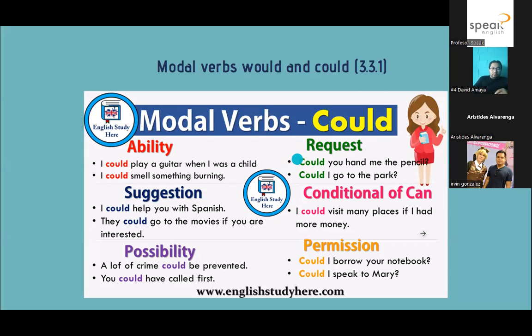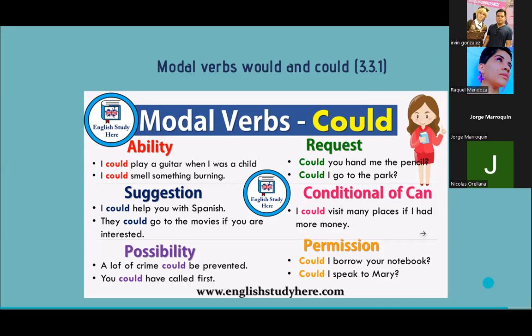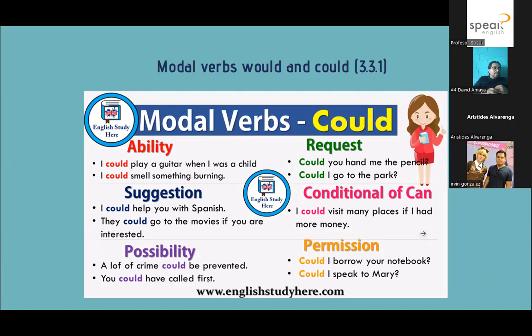What information do we know about modal verbs? I think it's possibilities, or suggestions. Very good, David. What else? Irving, I think you are going to talk. Possibility, requests, conditional, any permission.